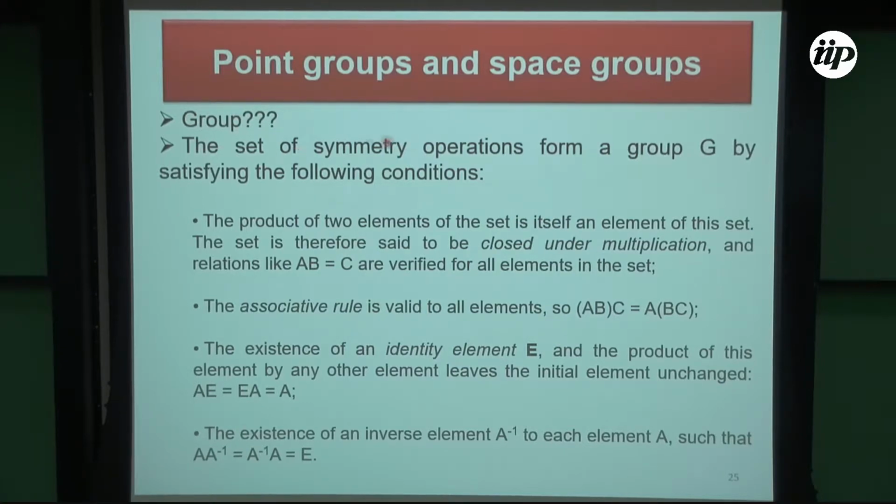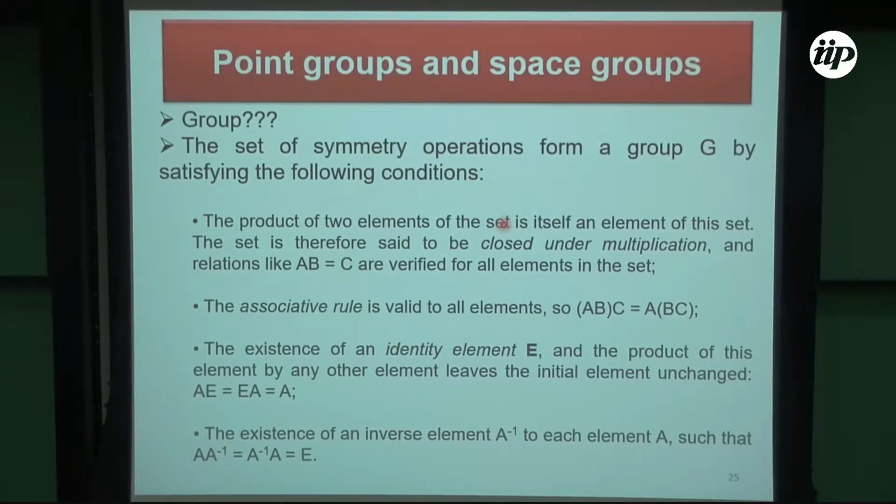Okay, so what's a group? It's the set of symmetry operations. The set of symmetry operations forms a group G, satisfying the following conditions. So there's four basic conditions, okay? The product of two elements of the set is itself an element of the set. So it's closed. This is called closure. So if you multiply two elements, it has to be another one, okay?